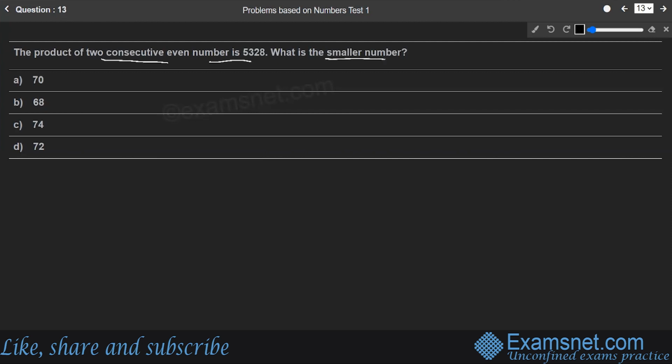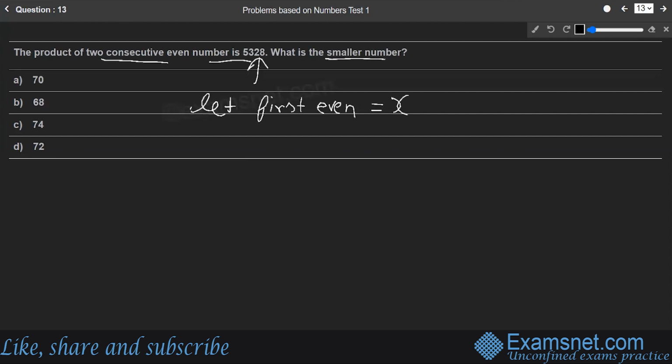Okay, in this type of question, we can assume one number to be x, then the other number can be easily formulated if they are consecutive even numbers. The next even number will be 2 more than the original one, and then we can take their product and make an equation equal to the given product, 5328. This is the strategy. So let us assume the first even number is x.